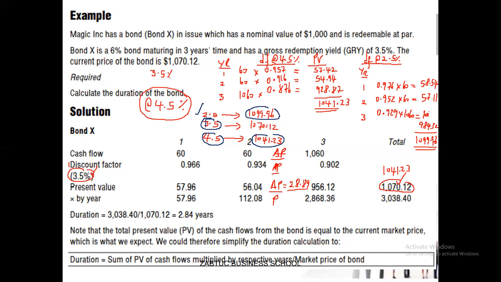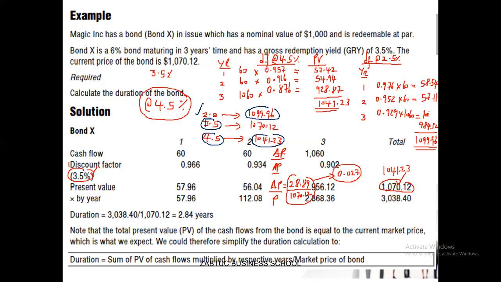So this is the change that we have seen. Well, what was our price before? 1070.12, isn't it? You divide, what do you get? So here you are getting 0.027. Okay. So this is the change that you have seen in the price.